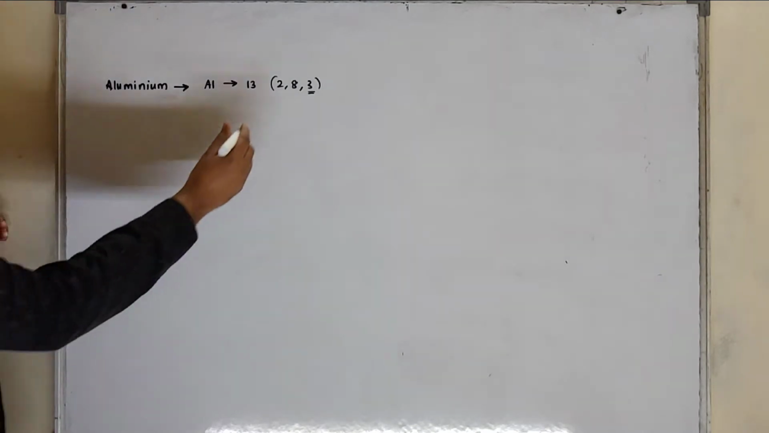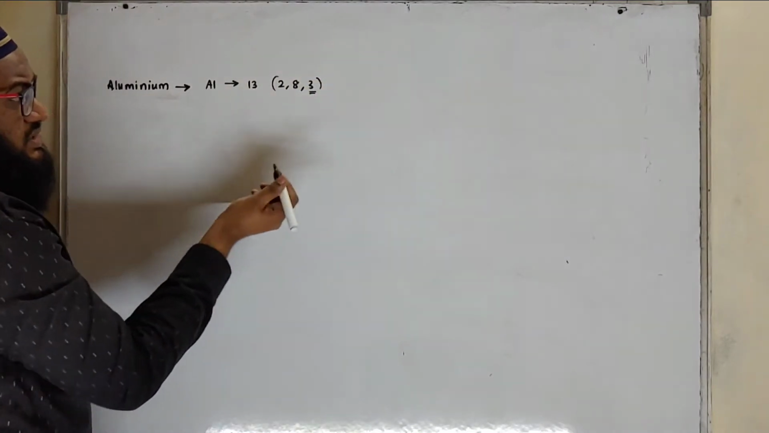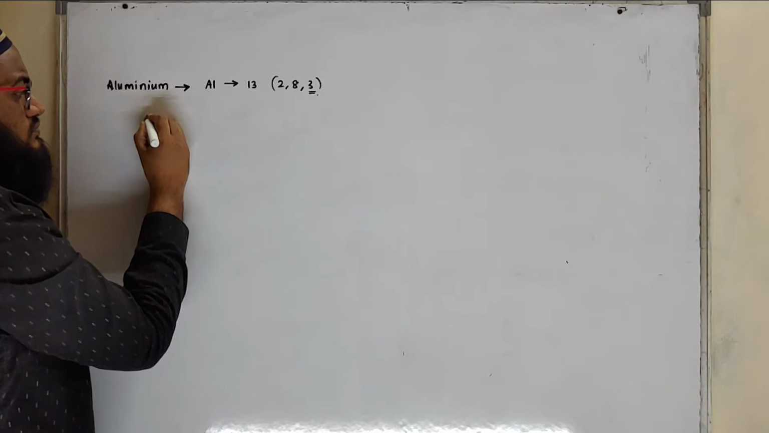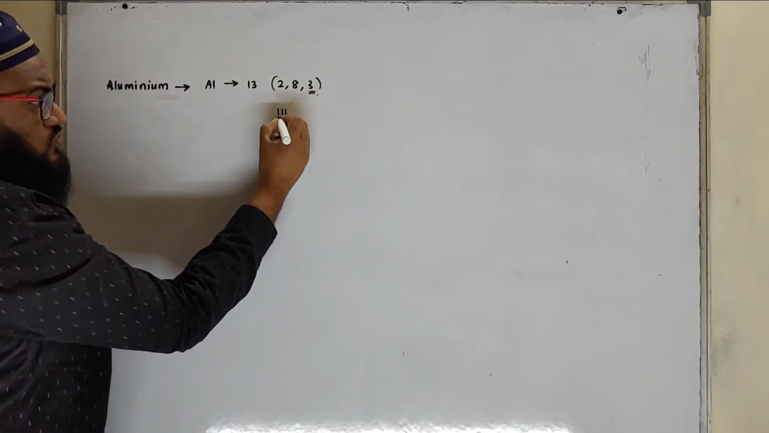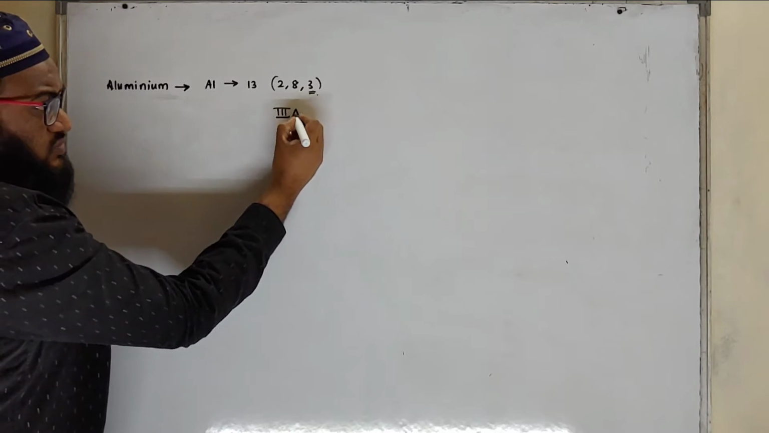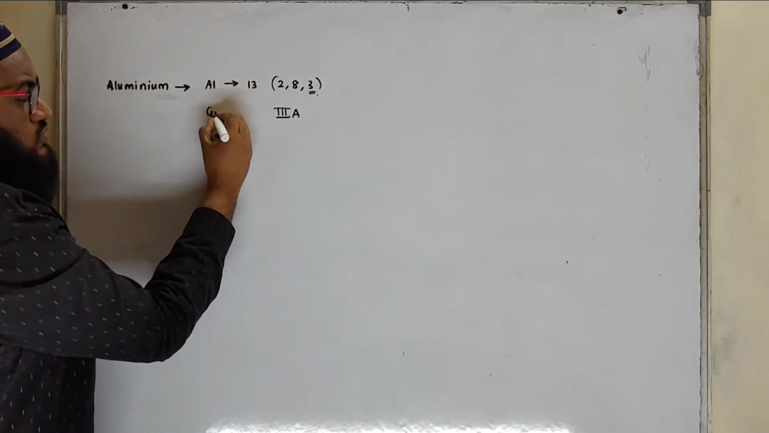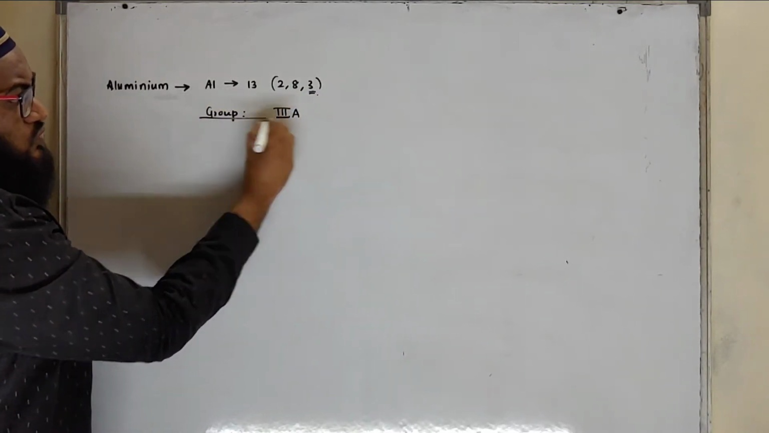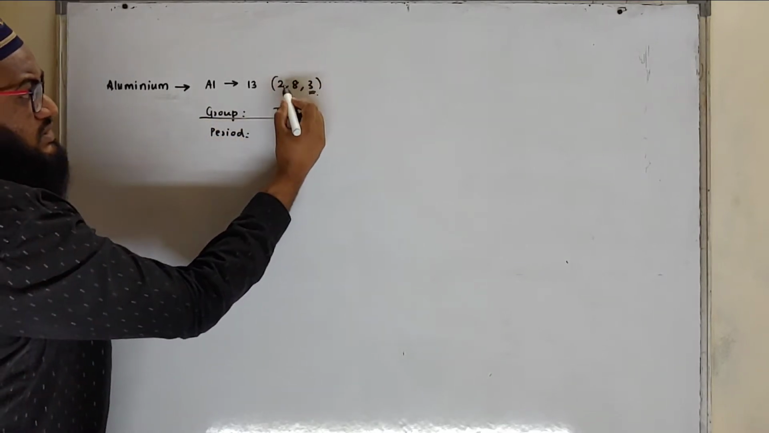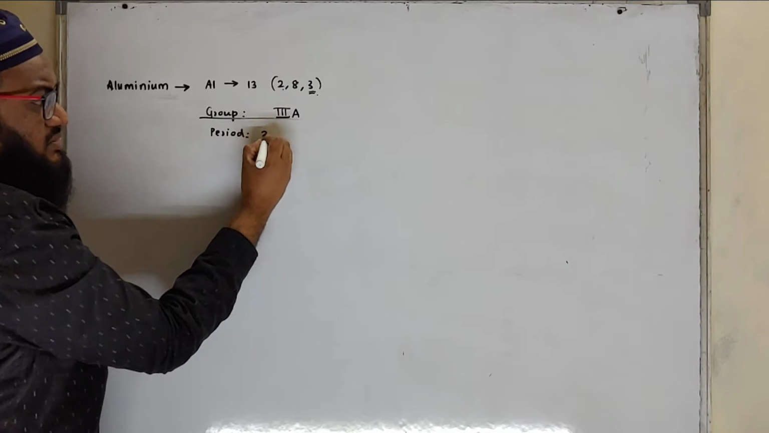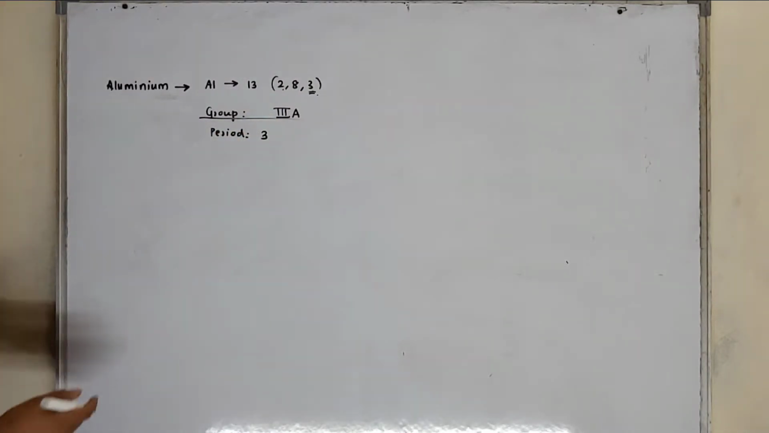So what is its position in the periodic table? Its outermost orbit contains 3 electrons, so it is group 3. It is a normal element, so A. So it is placed in which group? Group 3A. And what is the period number? Since it has 3 orbits, the period number is 3.